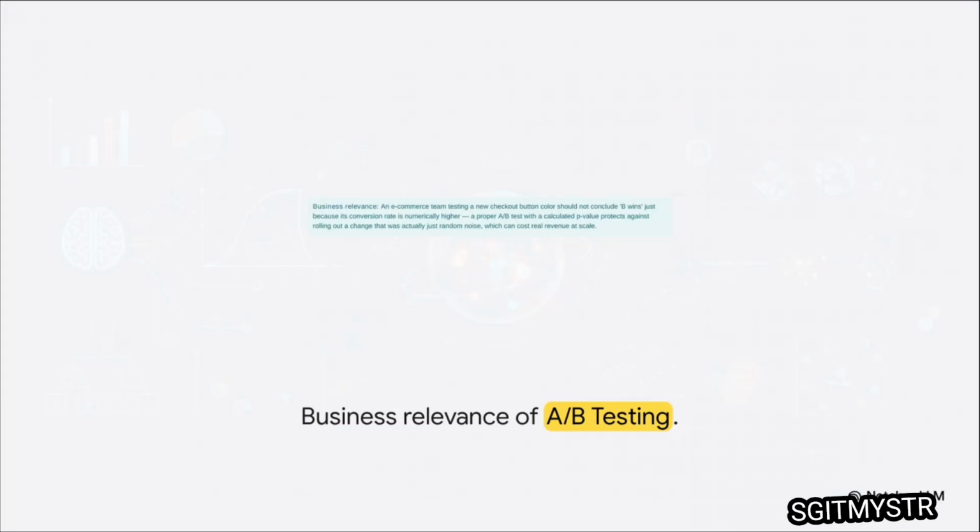Let's see how this plays out in the wild with A/B testing. Say an e-commerce team is testing a green checkout button against a blue one. Listen, they absolutely cannot just pick the one with the slightly higher raw conversion rate. That tiny difference could literally just be random traffic noise for that specific day. Running a proper A/B test with a mathematically calculated p-value, that is what actually protects your revenue at scale, ensuring you only roll out changes that definitively drive positive action.